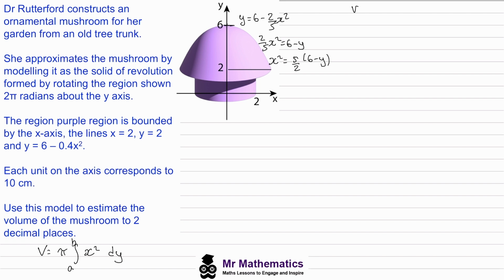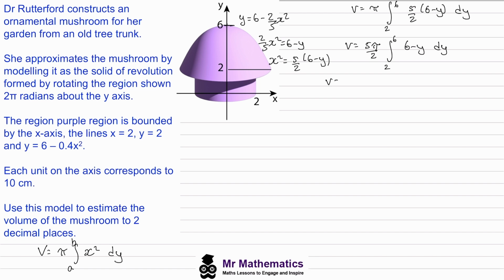So the volume will be pi multiplied by the integral between the limits of 2 and 6 of 5/2 times 6 minus y, integrated with respect to y. And because this 5/2 is just a constant, we can move this out in front of our integral. So the volume will be 5 pi over 2 multiplied by the integral 2 to 6 of 6 minus y dy. And then we can integrate this.